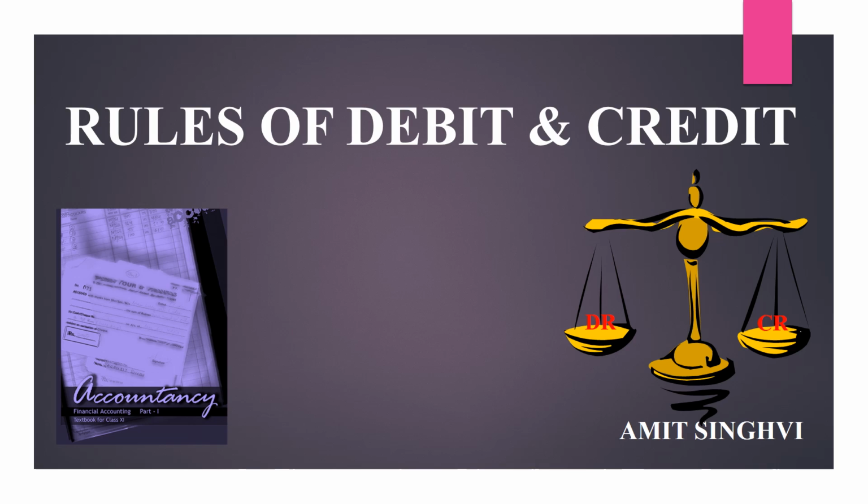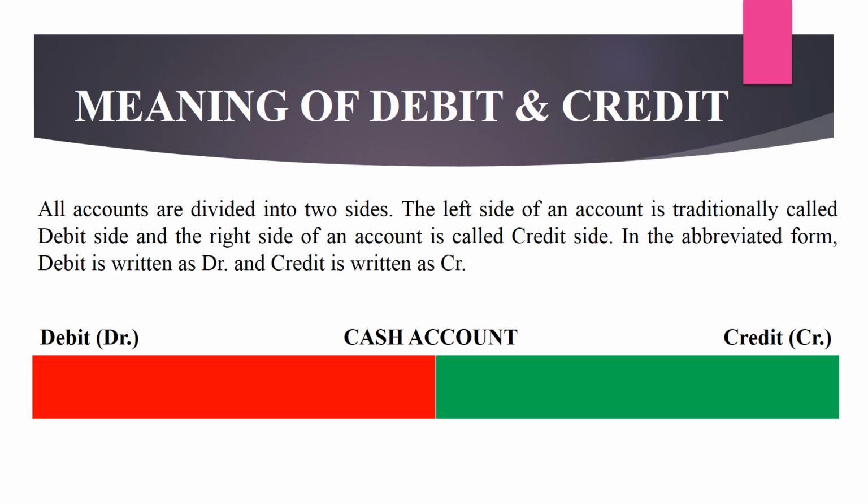Hello students, today we'll be going to discuss the various rules of debit and credit. Okay, now what do you mean by debit and credit? All accounts are divided into two sides. The left hand side of an account is traditionally called debit side and the right side of an account is called credit side. So in the abbreviated form, debit is written as DR and credit is written as CR.